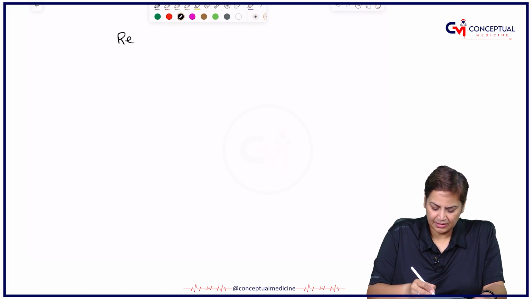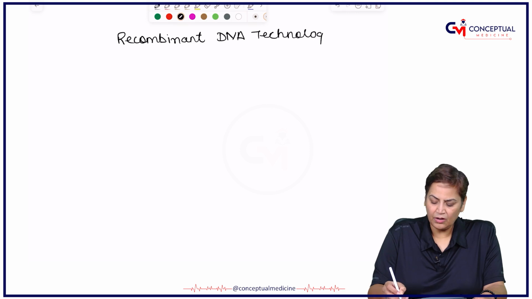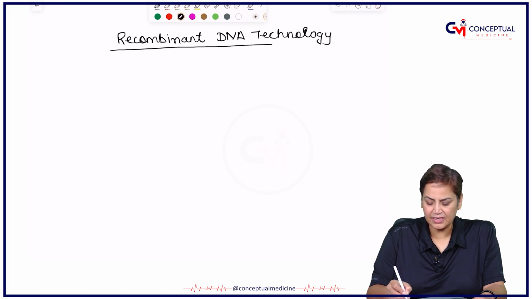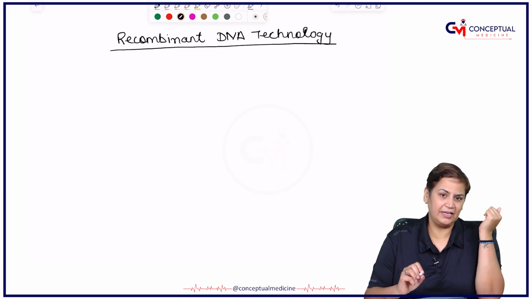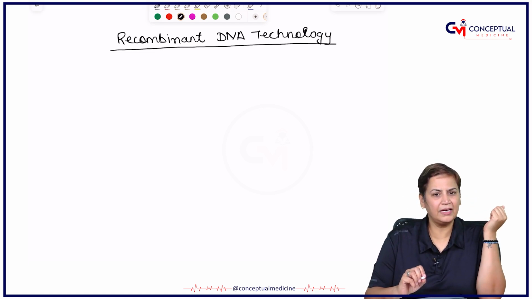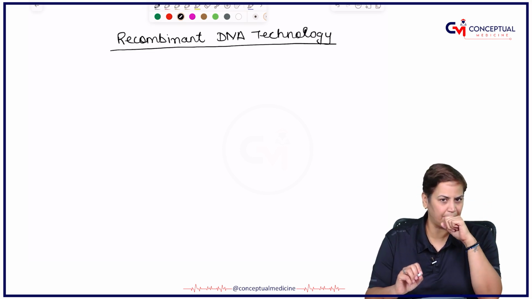Recombinant DNA technology. Now, whenever we talk about recombinant, as it is clear from the word itself, we are recombining DNA. Now, the question is, what is the use of recombining DNA? What are we getting out of that if we have to recombine?